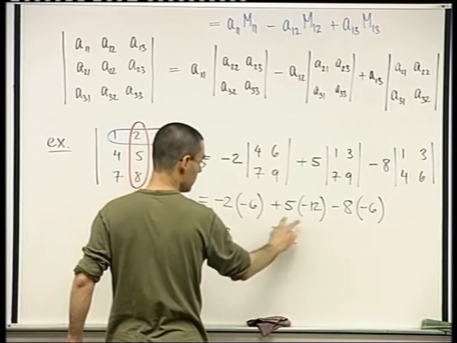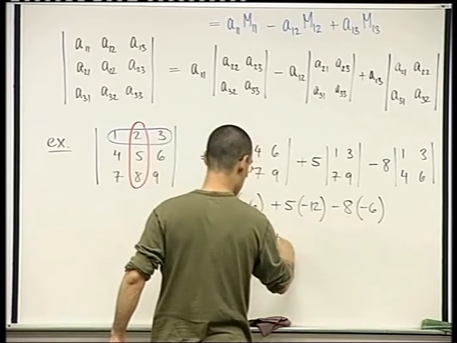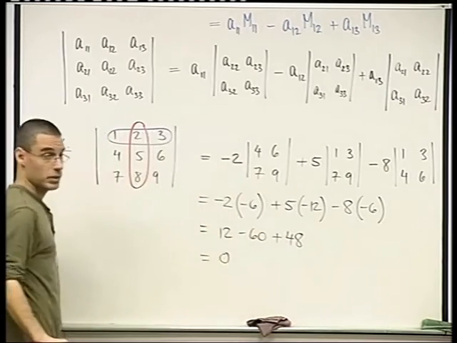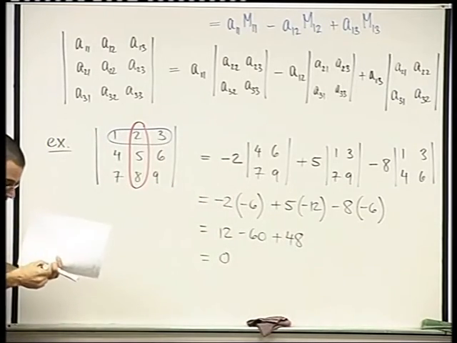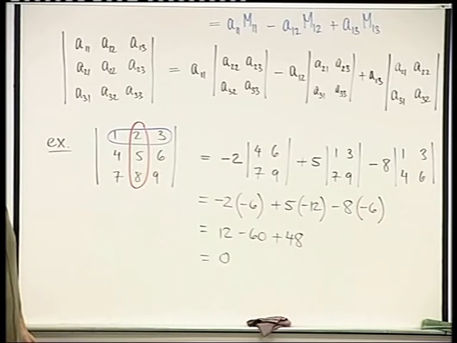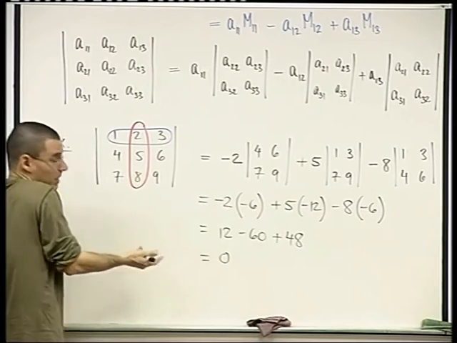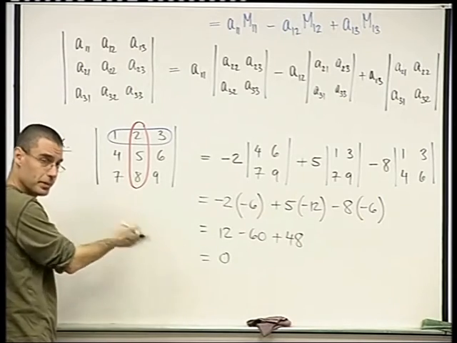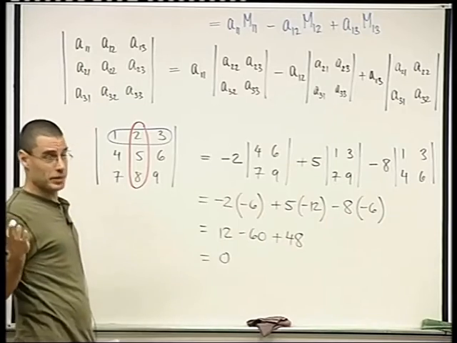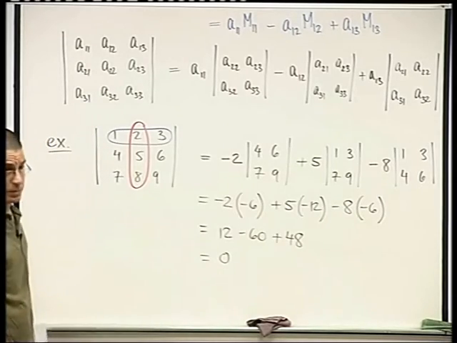12 minus 60 plus 48. And indeed, we get the same thing. We get 0, in total, stemming from totally different numbers, right? Okay. So this is just to convince you, by means of an example, that the theorem is sensible. It works, but that's obviously by no means a proof.